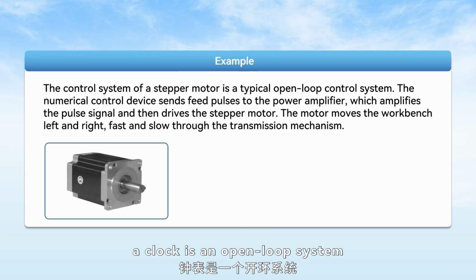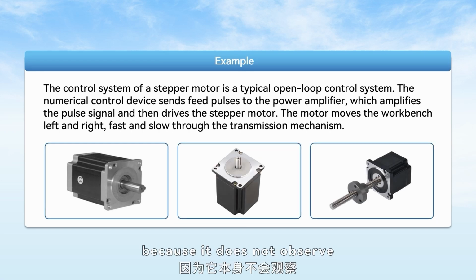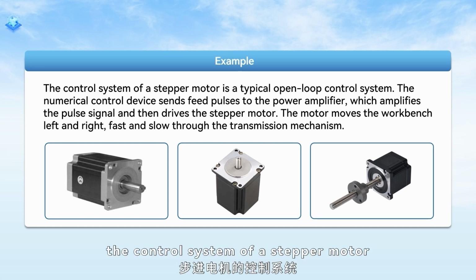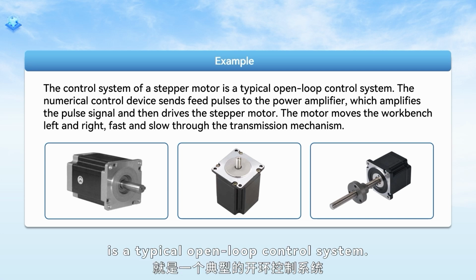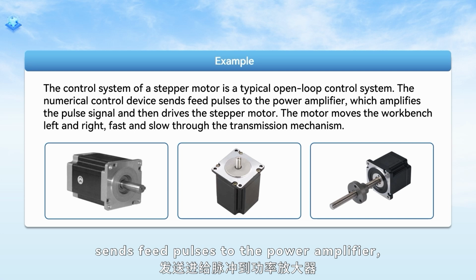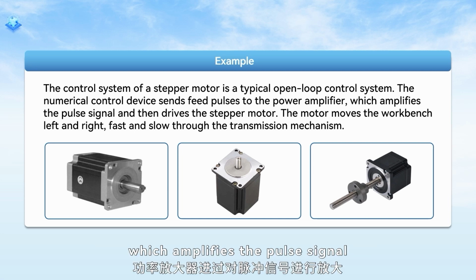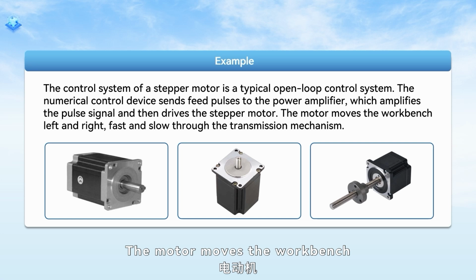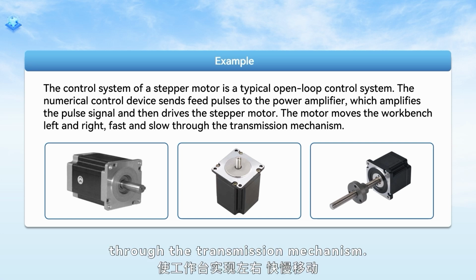For example, a clock is an open-loop system because it does not observe whether it is accurate or not, nor does it adjust itself. For instance, the control system of a stepper motor is a typical open-loop control system. The numerical control device sends feed pulses to the power amplifier, which amplifies the pulse signal and then drives the stepper motor. The motor moves the workbench left and right, fast and slow through the transmission mechanism.